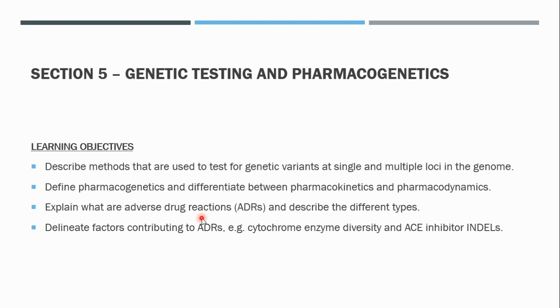The next objective is to learn about what adverse drug reactions are and to describe the different types of adverse drug reactions. We will then delineate the factors that contribute to adverse drug reactions, such as cytochrome enzyme diversity, as well as insertion and deletion mutations in ACE inhibitors.